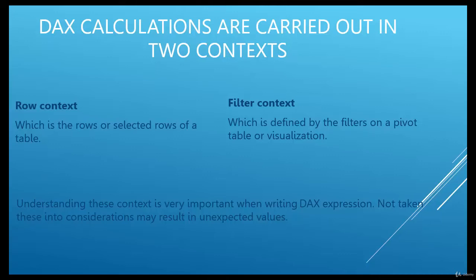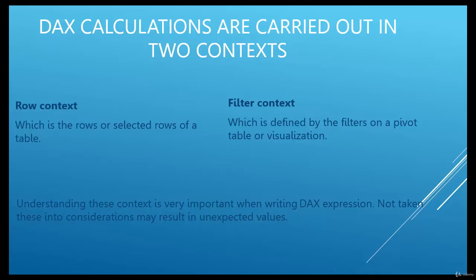Row context is about selected rows of a table. So whenever we are applying calculations on rows, the row context is applied. In filter context, we take the whole table or we talk about the report, and that is why it is defined by the filters on a pivot table or visualization. So the whole table would be impacted or filtered, just like when we create a pivot table and then apply the report filters, that is the filter context. Let's discuss this with more details.